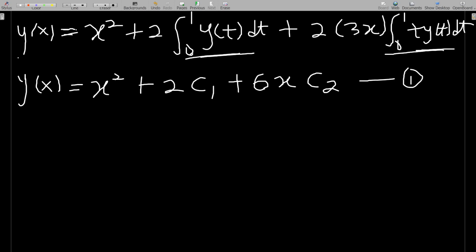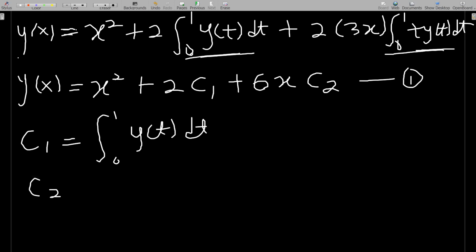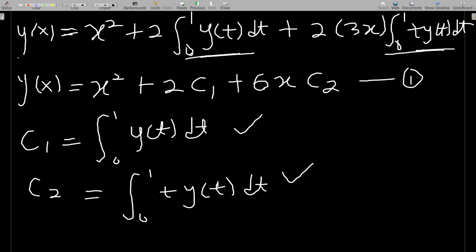What we have to do here is go and find our c1 and c2. We know that c1 is equal to the definite integral of y of t dt from 0 to 1, and our c2 is equal to the definite integral from 0 to 1 of t y of t dt. You can see that if you put this c1 and c2 back in this first equation, we'll get back our question. So what you have to do is use the idea we have in y of x to find our y of t.